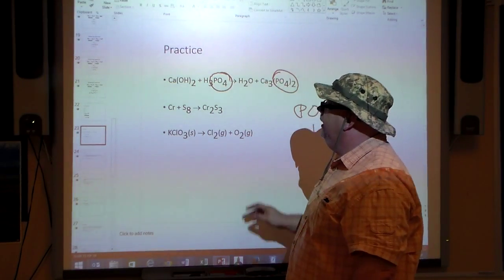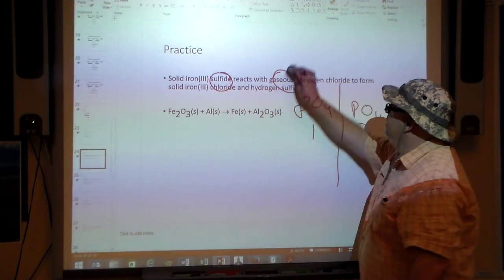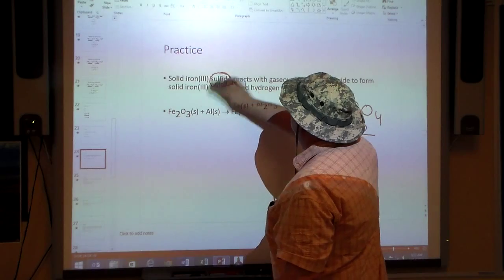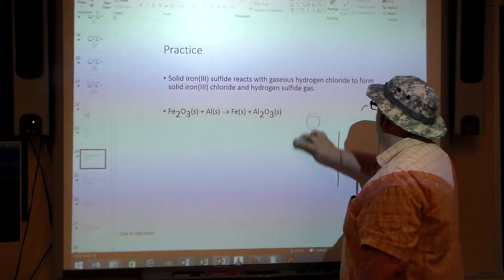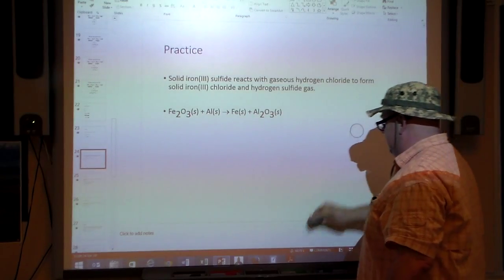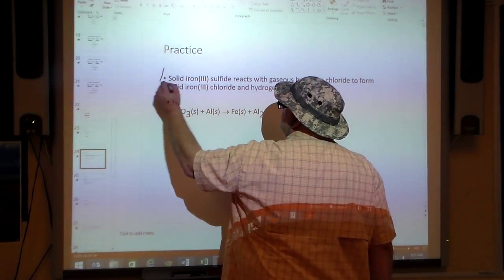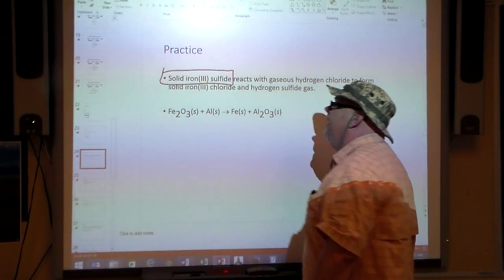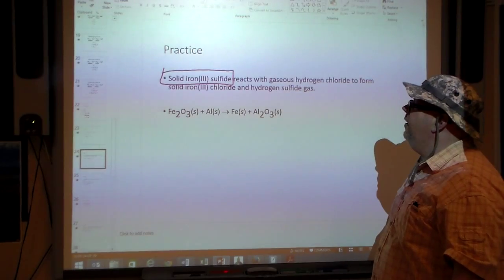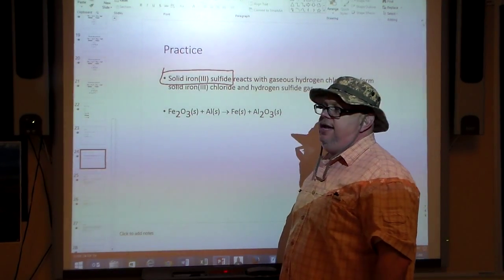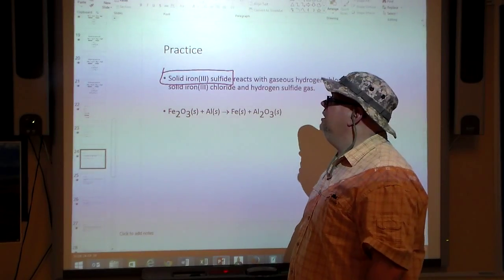Now, let's see, what else? Okay, let's take a look at this problem here. This is, again, more practice. When you look at a word equation like this, you have to figure out what is solid iron 3 sulfide. So when we look at iron 3 sulfide, there's a couple of things you need to notice.